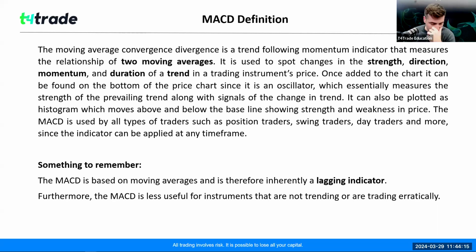MACD definition, textbook stuff. Let's do the intro. So the moving average convergence divergence is a trend following, please digest this, a trend following momentum indicator that measures the relationship of two moving averages. We have covered in the past what moving averages are. I'm not going to go into this because we don't have enough time. You can watch the webinar at your own time. These are super simple concepts. So it's a trend following momentum indicator.